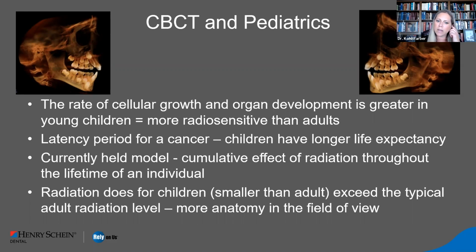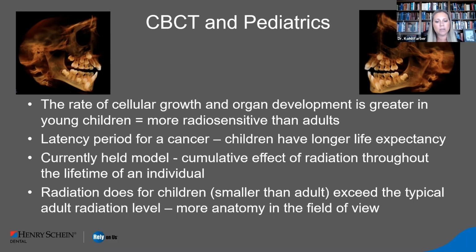Latency period for something like a lymphoma might be as soon as 15 years. So when we're looking at the lifespan of an individual, certainly a child's going to be much more at risk than, say, an adult. The currently held models show a linear non-threshold model for ionizing radiation as it pertains to cancer. And so what does this tell us? Well, we feel that there's a cumulative effect of that damage of ionizing radiation throughout the lifetime of an individual. It just means at some point something may or may not cause a cancer to occur.